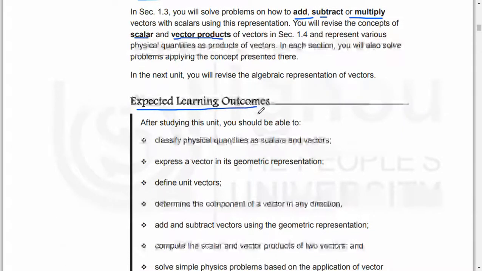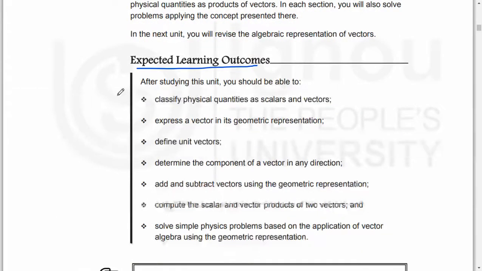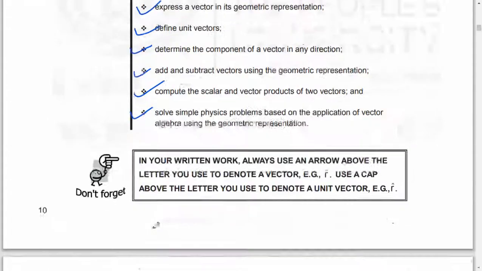Expected learning outcomes. After studying this unit, you should be able to classify physical quantities as scalars and vectors, express a vector in its geometric representations, define unit vectors, determine the component of a vector in any direction, add and subtract vectors using the geometric representation, compute the scalar and vector products of two vectors, and solve simple physics problem based on the application of vector algebra using the geometric representation.